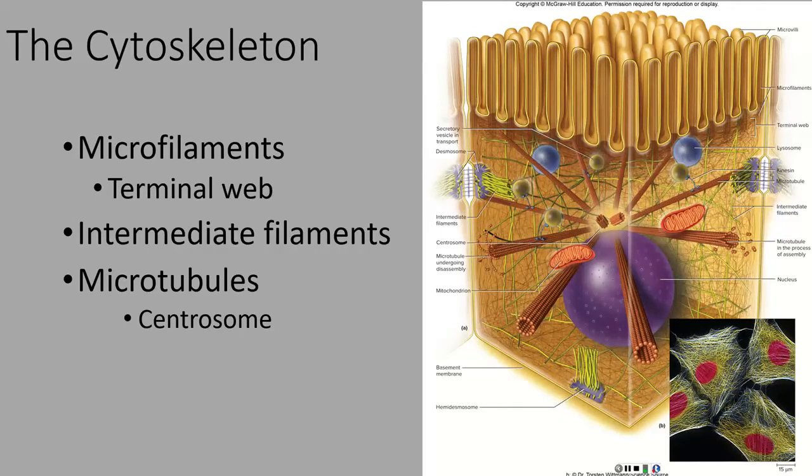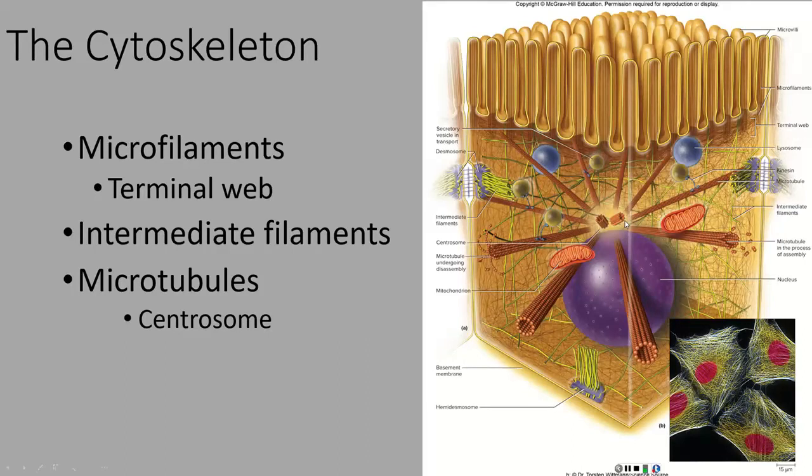Also, microtubules are involved in cell division. In chapter 4 and in lab, when we're learning about cell division, there's something called the mitotic spindle, and the mitotic spindle is made of microtubules. It allows certain parts of the cell to be moved during cell division, during mitosis.